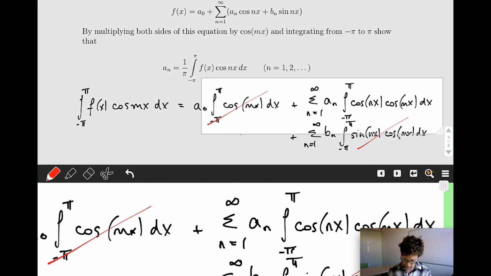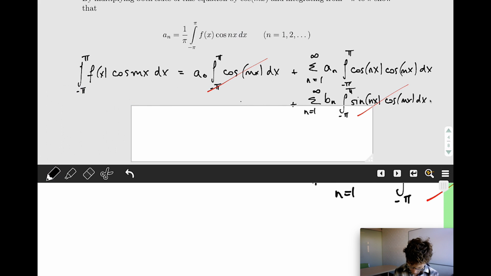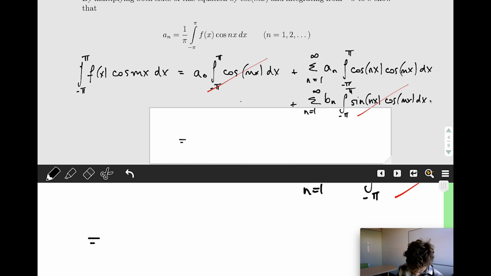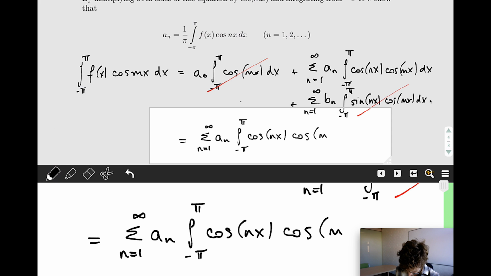So that leaves me with this cosine nx and cosine mx. And we remember that this is going to be equal to 0 when n is not equal to m, and it will be equal to pi when n and m are the same number. So let's write that out in a little bit more detail. Remember, we're summing this up from n equals 1 to infinity of cosine nx cosine mx.